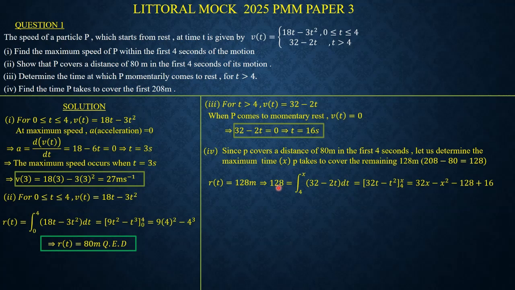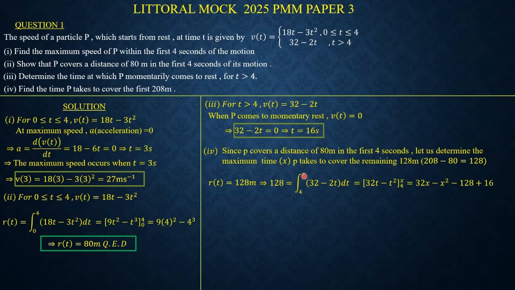So this 128 meters, the particle P is going to cover it in the time interval from 4 seconds to a time x, which we don't know. That time x is what we are going to be looking for here. So this is what we have to do in this particular question. Take note: for the 128 meters covered by the particle P, the time taken is from 4 seconds to an unknown time x that we are looking for.